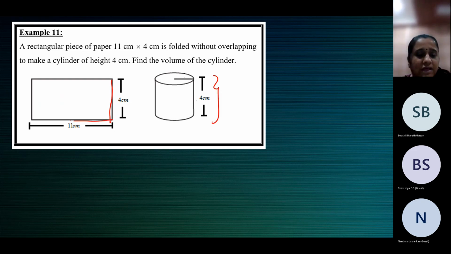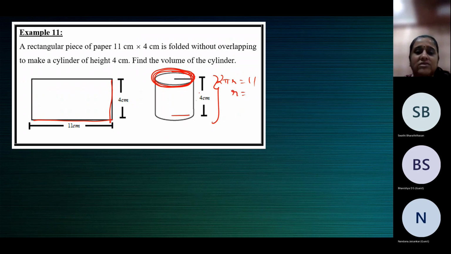Now the length of the rectangle, where is the length? That length becomes a circle here. So what is the length of the circle? 2 pi r, the circumference of the circle. 2 pi r is equal to 11. When you work this out, you can find the value of r.